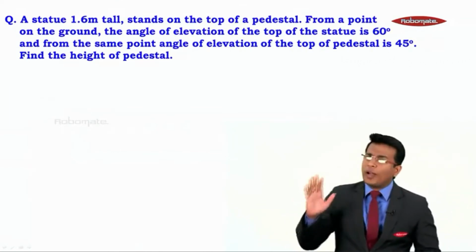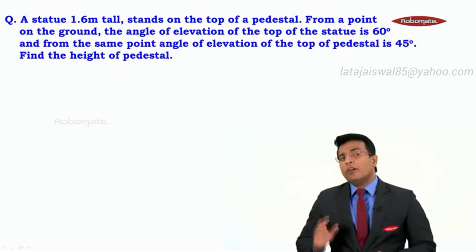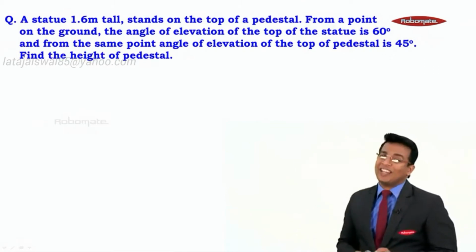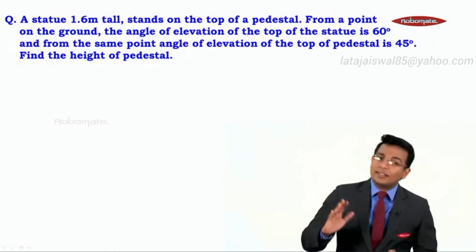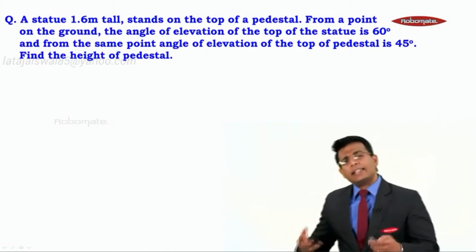It says a statue 1.6 meter tall stands on the top of a pedestal. From a point on the ground, the angle of elevation of the top of the statue is 60 degree, and from the same point, angle of elevation of the top of a pedestal is 45 degree. Find the height of the pedestal. Now let's understand this sum.